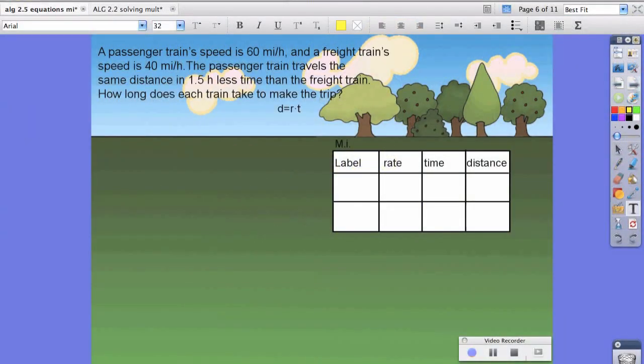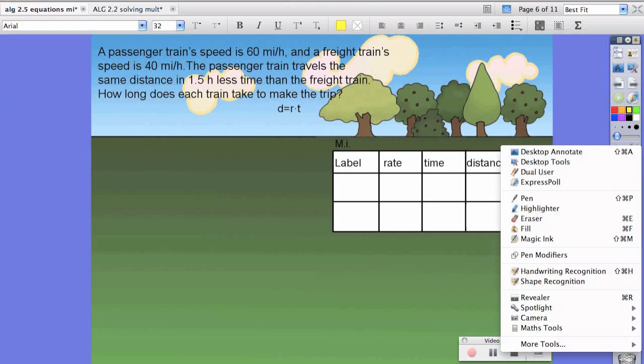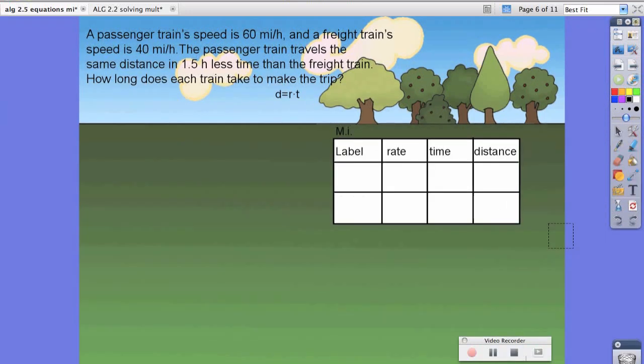The next problem we have is a passenger train speed is 60 miles per hour and a freight train speed is 40 miles per hour. The passenger train travels the same distance in 1.5 hours less time than the freight train. How long does it take each train to make the trip?